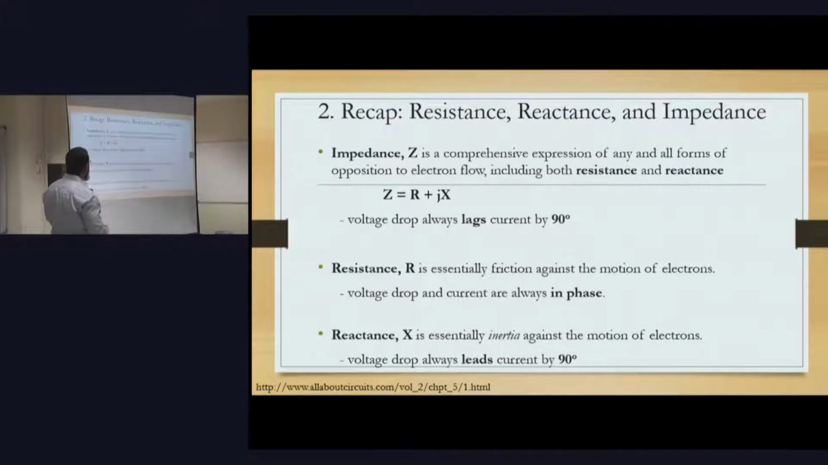Resistance, reactance, and impedance. So we have already started talking about impedance. I think this is the first chapter in this course where we started talking about impedance. So what is an impedance? Impedance Z is a comprehensive expression of any and all forms of opposition to electron flow, including both resistance and reactance.